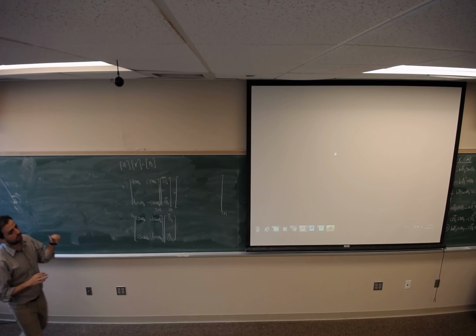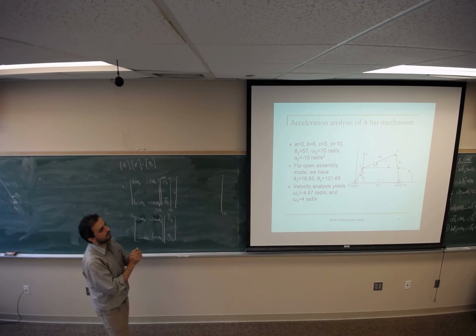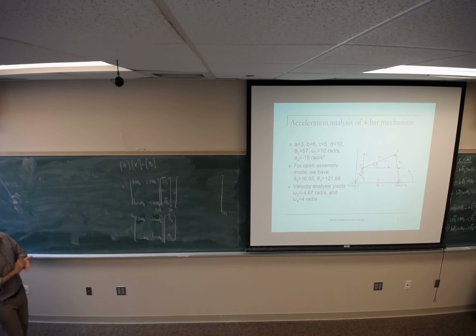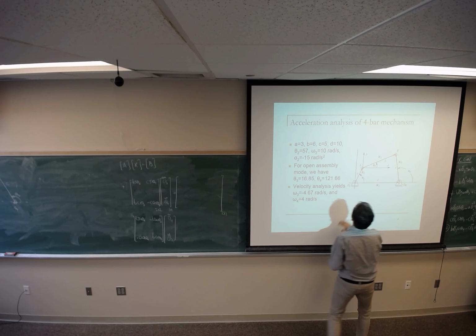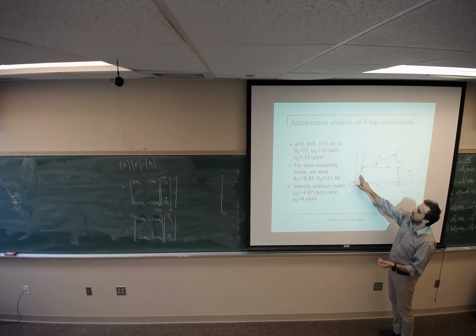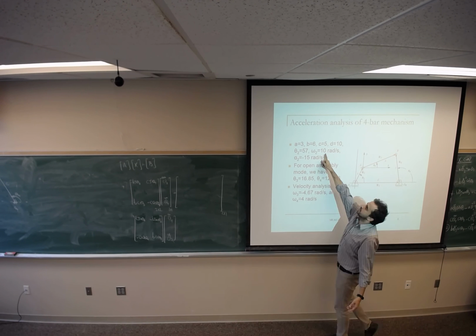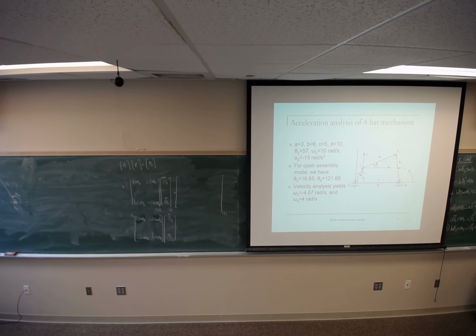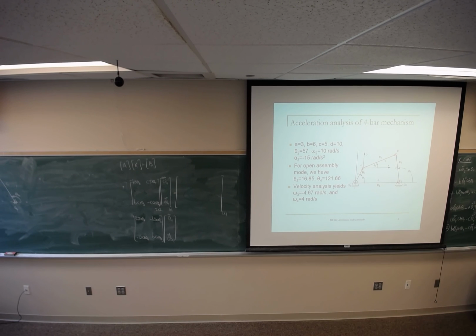Just as an example, for a given mechanism with lengths A, B, C, and D, we would like to do acceleration analysis when the mechanism is at the angle of 57 and it's rotating at the speed of 10 radian per second. We didn't say whether it's clockwise or counterclockwise. If we don't say and it's positive, it means counterclockwise. So it's rotating in this direction when it's at an angle of 57.